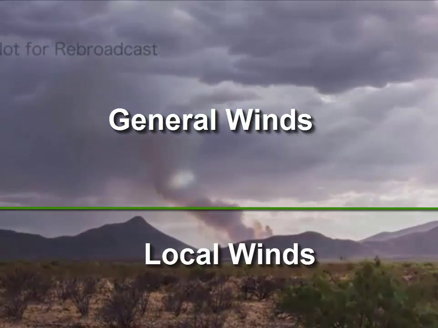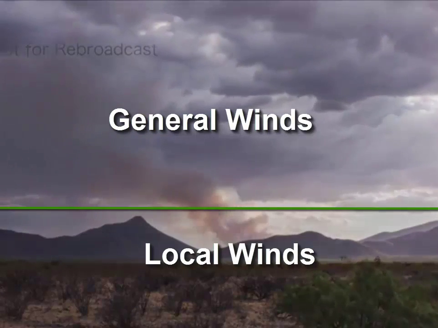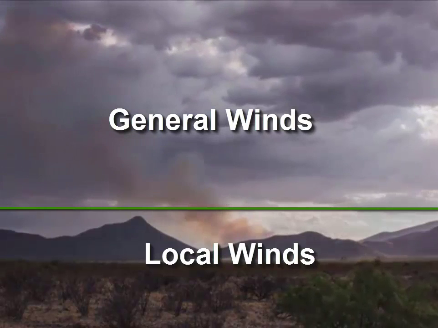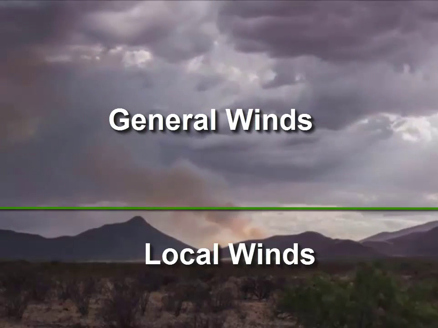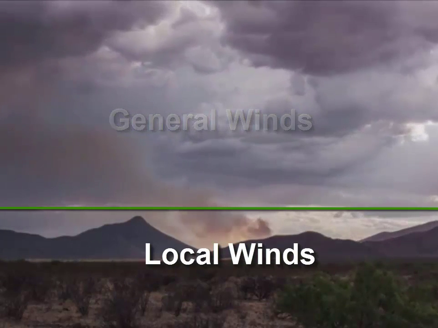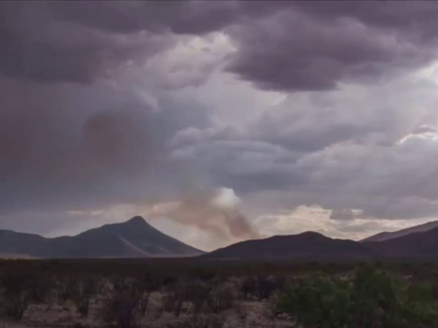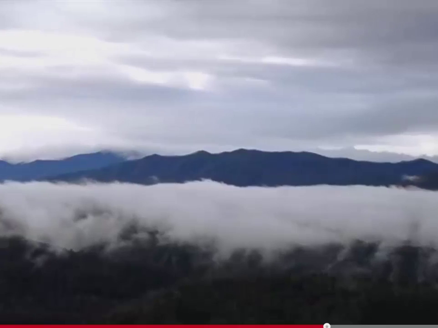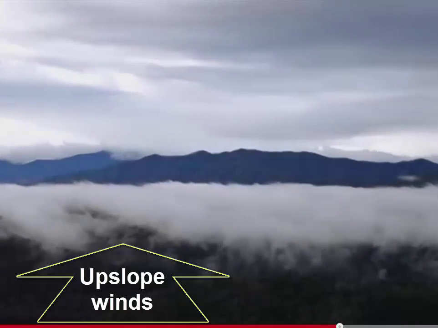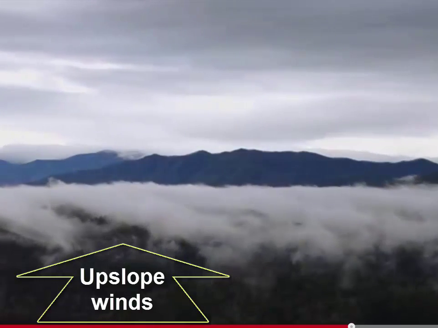You notice in this video, the clouds in the upper part of the frame are moving in a completely different direction from the smoke movement. Above the green line, we would consider this to be the general wind, and below the green line, a local wind. Local winds are driven by temperature differences typically associated with terrain.